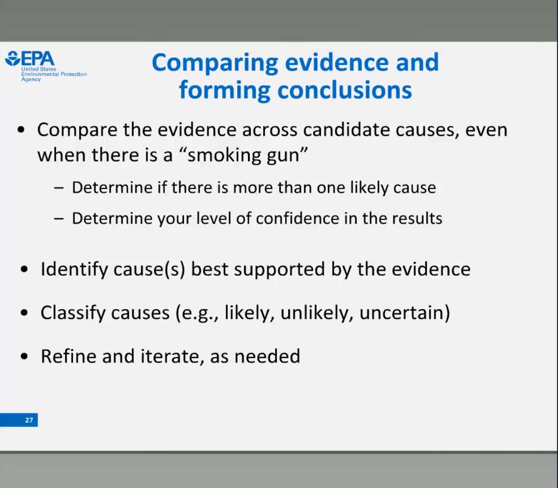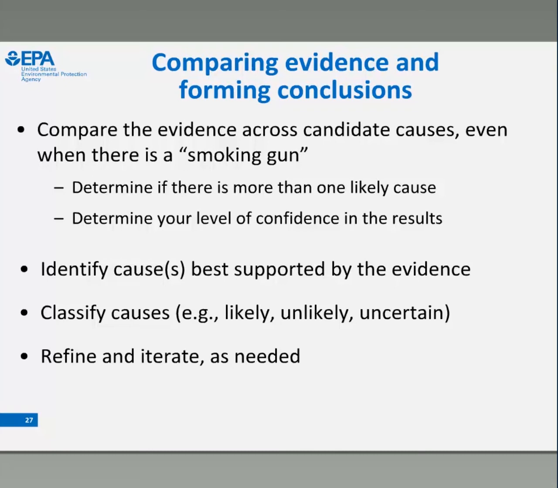Once all the evidence for each candidate cause has been weighed, it's time to compare evidence across causes to form your conclusions. Always compare evidence across candidate causes, even when there's a smoking gun or a cause that really seems to be driving the impairment. This will help you determine if there's more than one likely cause, as well as determine your level of confidence in the results.